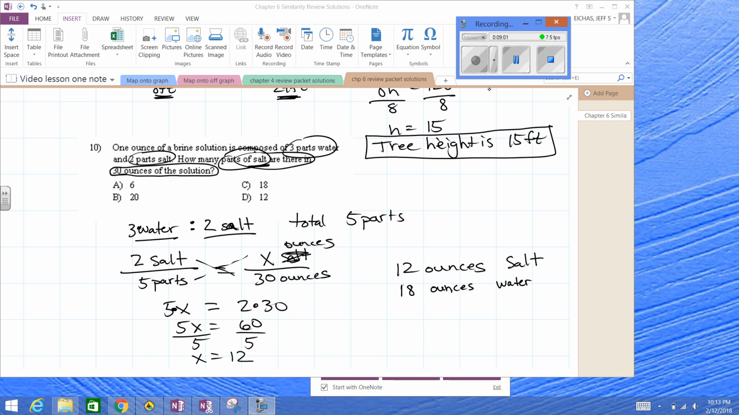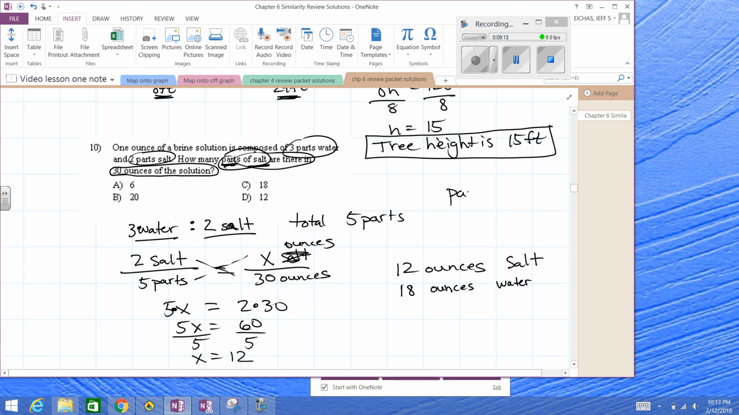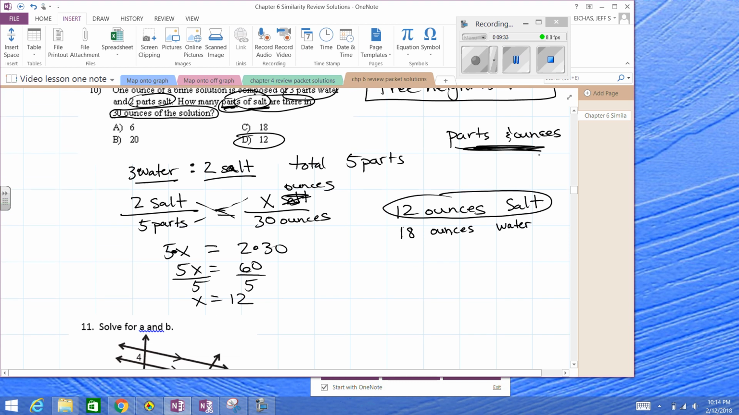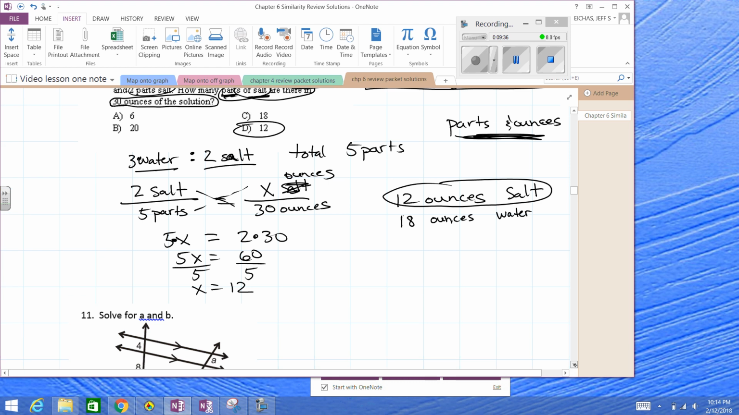I'm still going to assume that they mean how many ounces of salt. I could go with parts. When I do parts it comes out to 6, but there's no connection between parts and ounces. So I'm struggling with this one. It's either going to be that we want the parts of 6, but I think they want the ounces of salt. That's what I'm going to go with. I'm going to go with choice D. 12 ounces of salt, because again, there's no connection between parts and ounces.